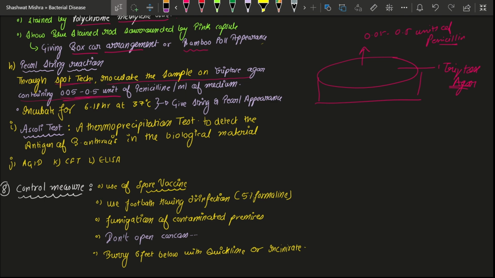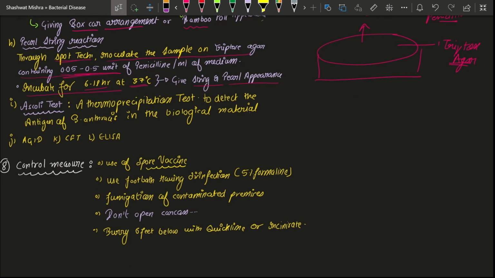Now what we are going to do is incubate it for 6 to 18 hours at a temperature of 37 degrees Celsius. What we are going to observe is the formation of strings or a pearl-like appearance. Okay, this is all about the pearl string reaction. All the diagnostic procedures for anthrax are important, please note that. Now moving towards the Ascoli test.